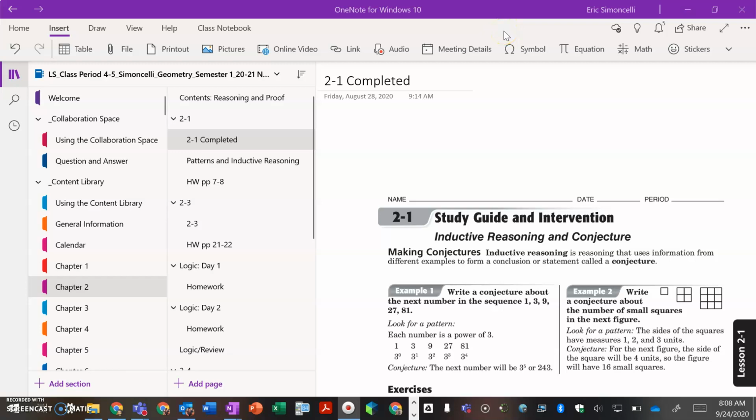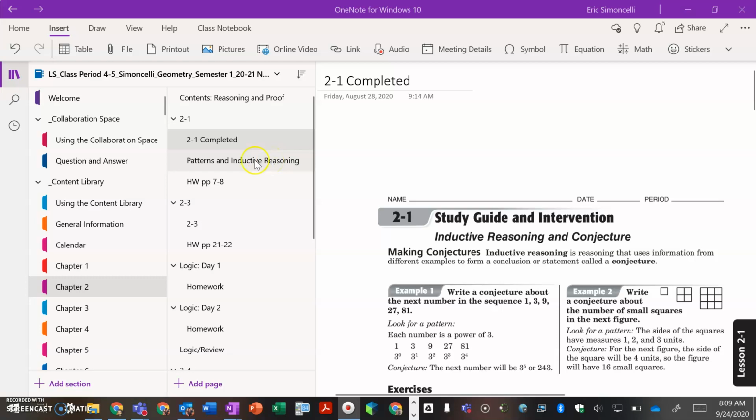Hello students, and welcome to section 2-1, Inductive Reasoning and Conjecture. So, making conjectures. Inductive reasoning is reasoning that uses information from different examples to form a conclusion or statement called a conjecture. I wanted to continue on those two ideas in the following way.